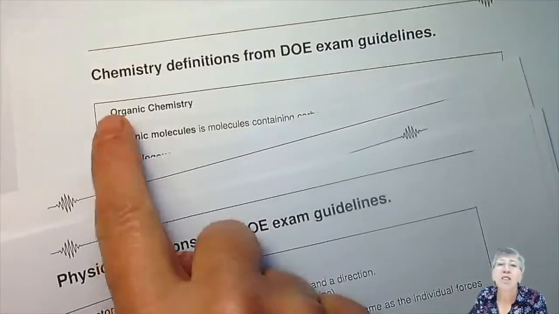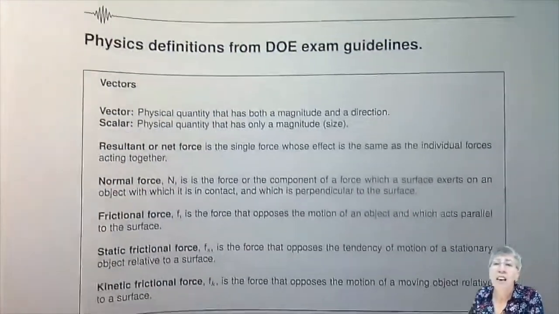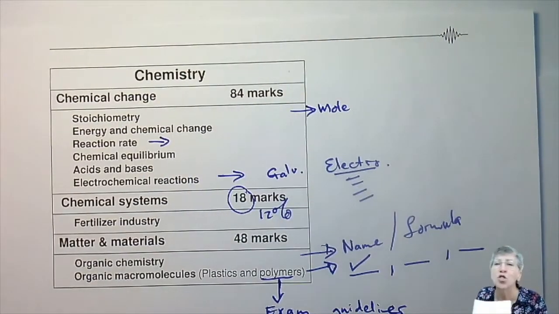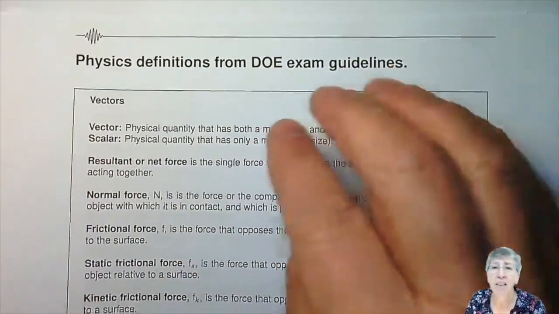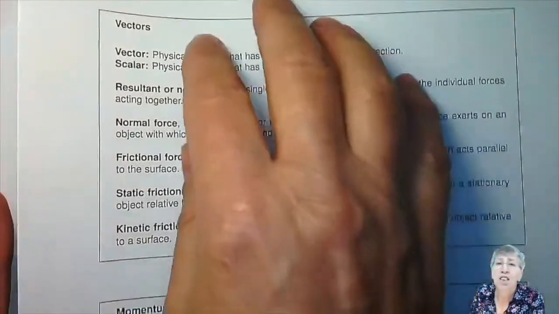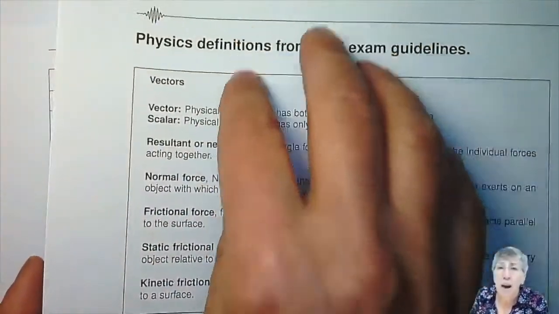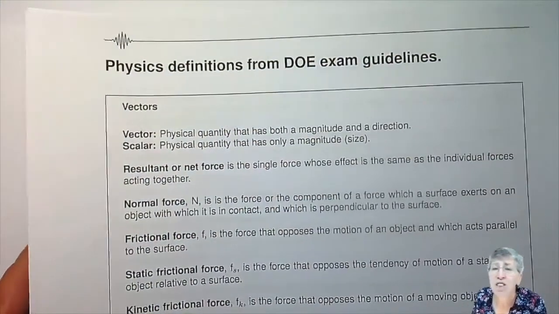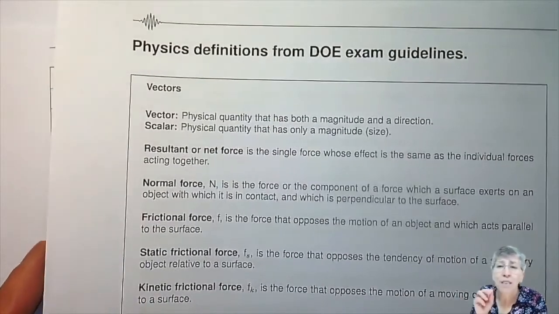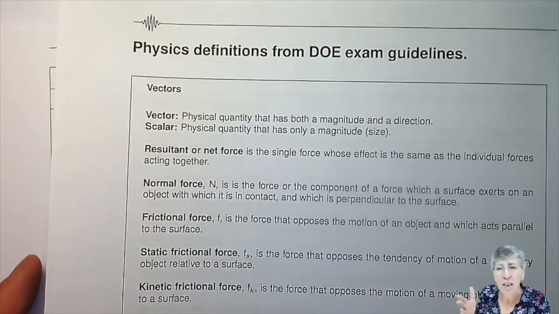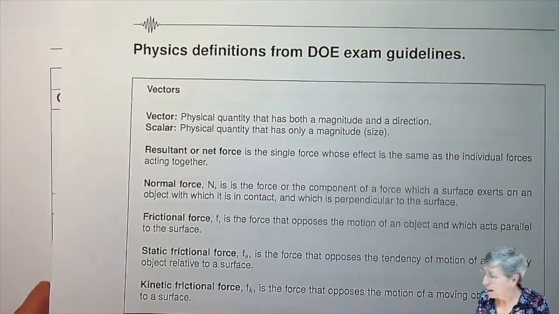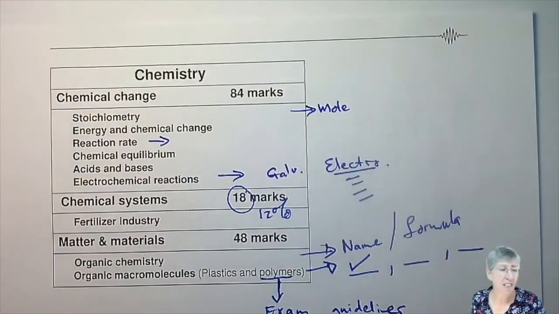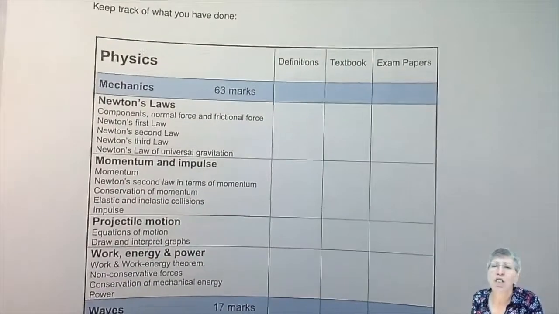But then we get to chemistry definitions, and these definitions, they come straight out of the Department of Education exam guidelines. So you can keep these 10 pages and you can study this, and if you have all 10 pages of definitions, then you know that 15% of memorization, most of that is going to be definitions, and I've got the definitions, right?